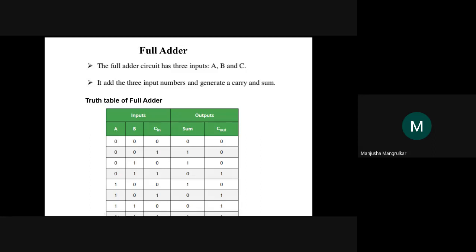Now in the last case, it is 1 plus 1, that is 10. 10 plus 1, the output is 11. Your sum is 1 and your carry is also 1. So this is your output of sum and this is your output of carry, C out. Now we'll put it into the three variable K map for sum and carry, form the Boolean equation, and on that Boolean equation we'll design a circuit.